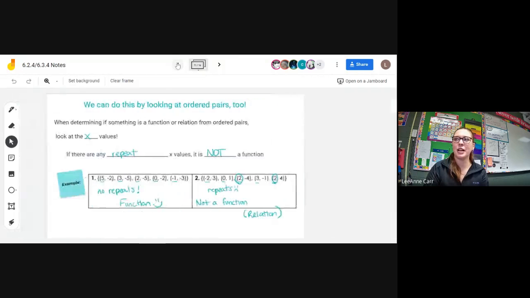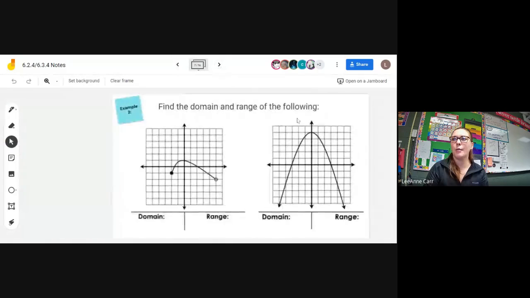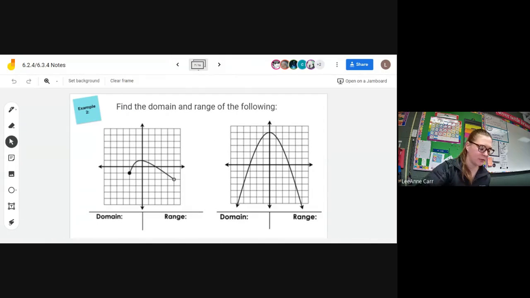Nobody? All right, so now I'm going to backtrack a little bit real quick, go through one more example here. Domain and range from a graph. All right, so this is a little bit trickier than that domain and range from list.